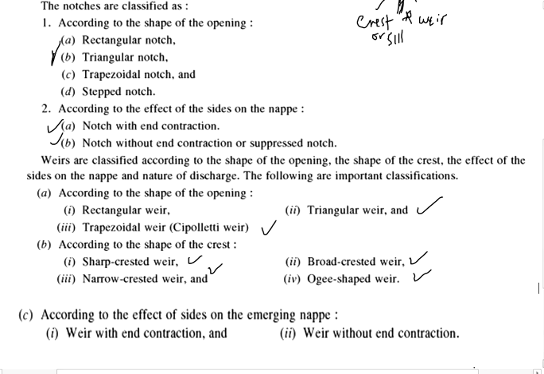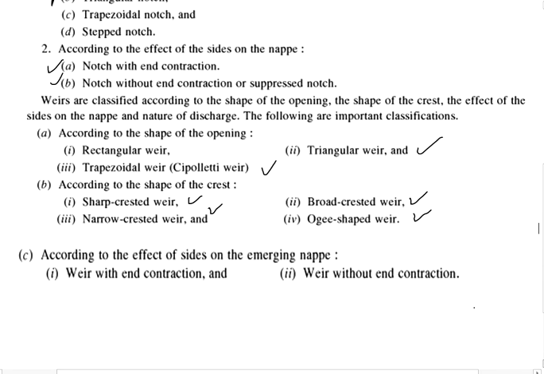Then another classification of weirs is according to the effect of the sides on the emerging nappe. If the emerging nappe has an end contraction, then it is a weir with end contraction. If it does not have an end contraction, then you classify it as a weir without end contraction.